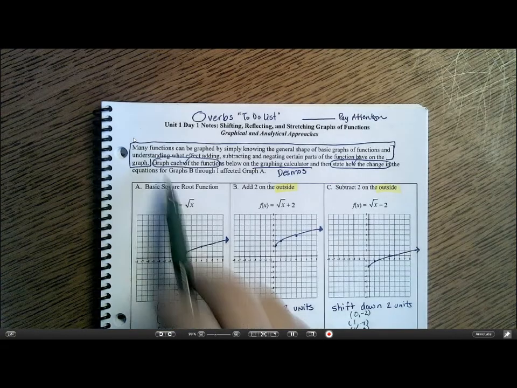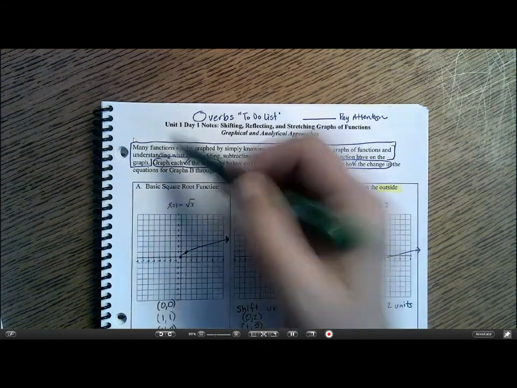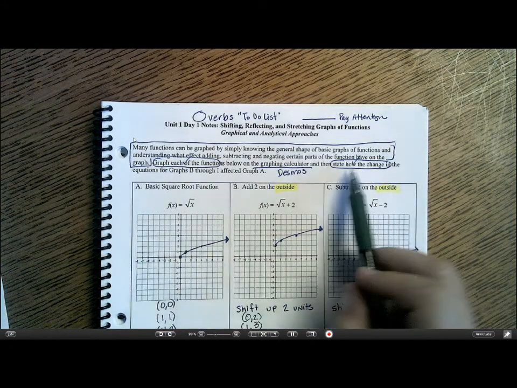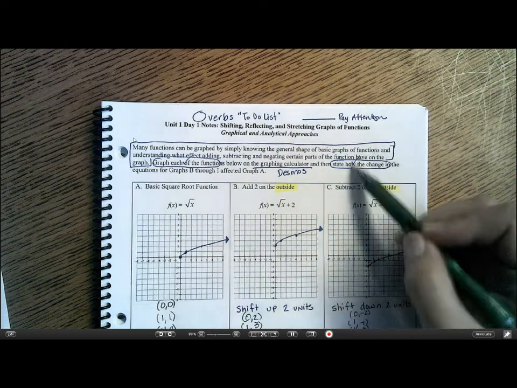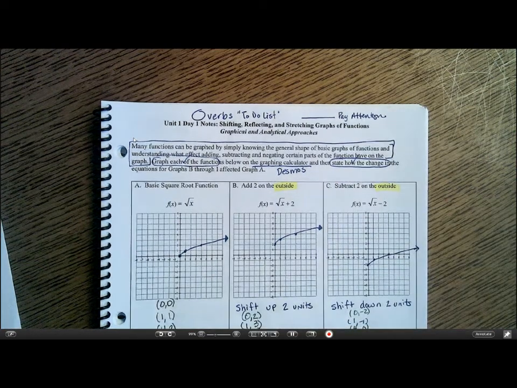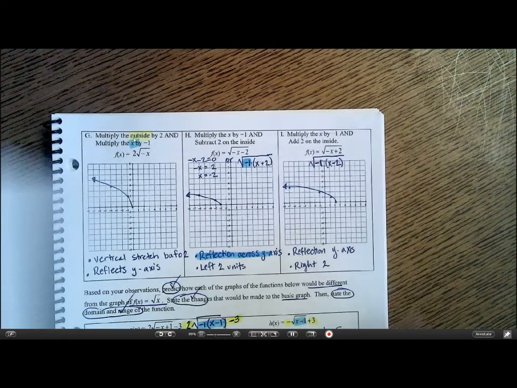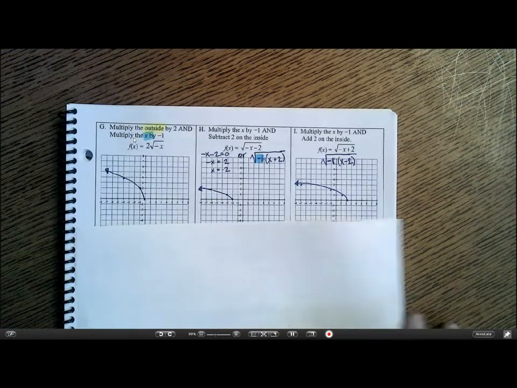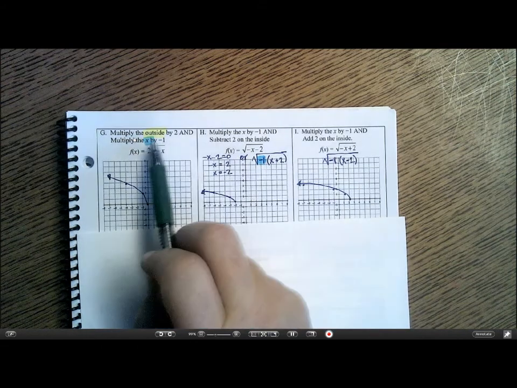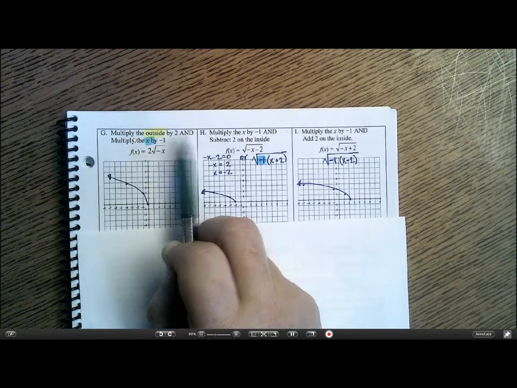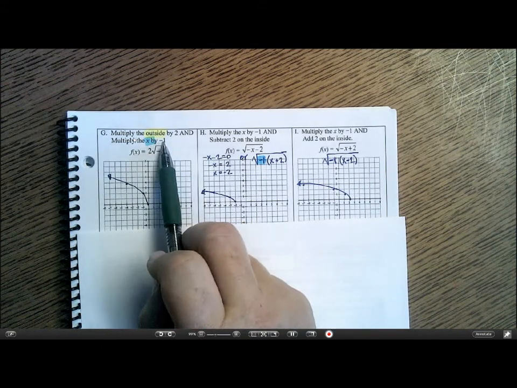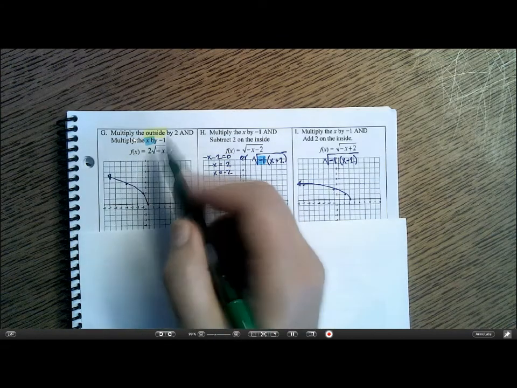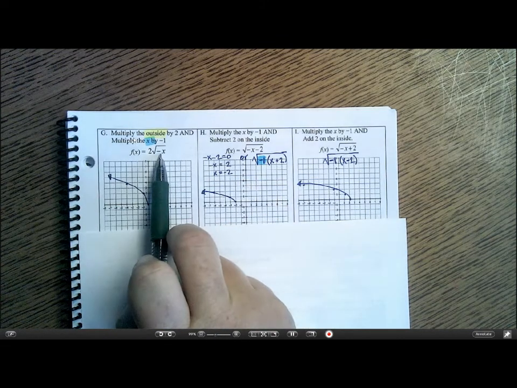When you are done, you go back up, make sure that you graphed each of them, put a check mark when you're done, and then you also stated the change and put a check mark. So again, you don't overlook anything. Now let's take a look at G, H, and I. Here we're supposed to be multiplying the outside by 2 and multiplying the x by negative 1. And the reason why is because look at our value of x.